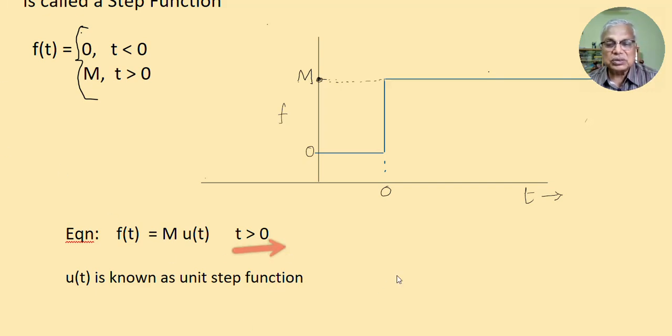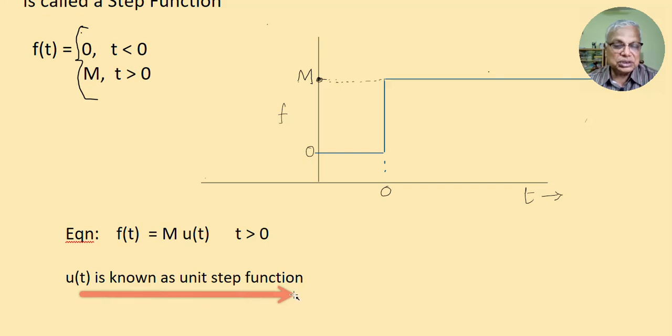For t greater than 0, f of t equals m into u of t. Here u of t is known as a unit step function. Now what is a unit step function? Before that, here m is known as the magnitude of the step function.